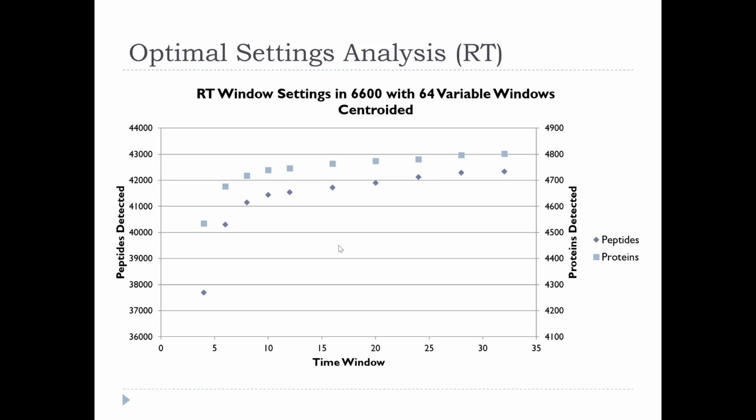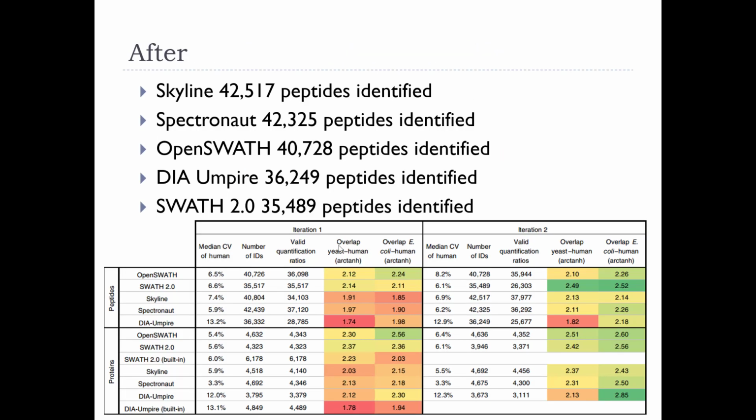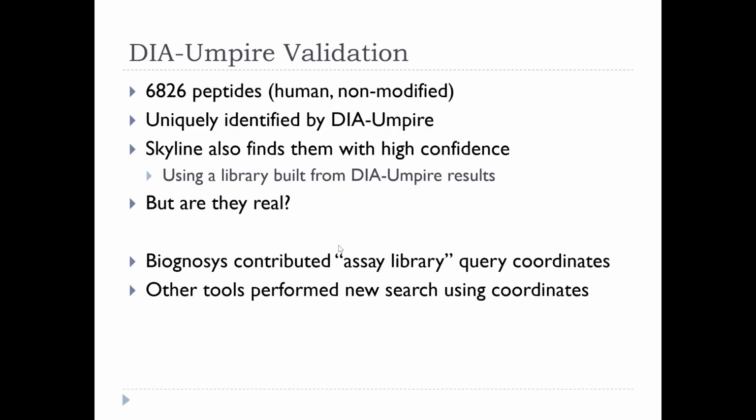It actually ended up, out to 10 or 20 time window. Well, a time window of 10 is the default, but out to 20 certainly, and even out to 30 was totally not a bad thing. So in the end, Skyline ended up with a totally comparable number to Spectronaut and OpenSWATH, and the other tools had a little bit less.